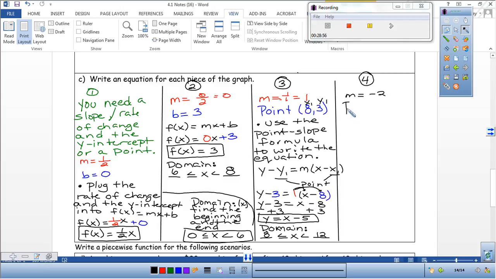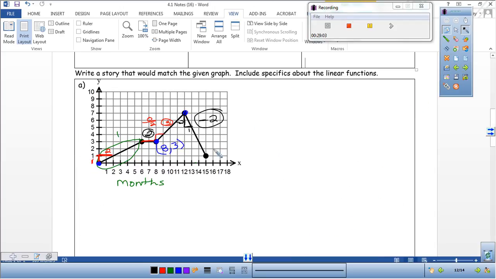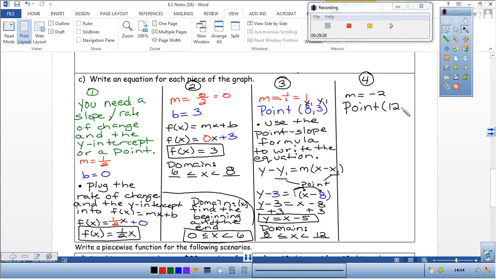Your point is that starting point, which is this point here. Somebody used this point, and that's okay, we'll get the same answer. I used this point, which was 12 and 7. 12 for x and 7 for y. So 12 and 7. Then I plug it into the y minus y1 equals m times x minus x1.